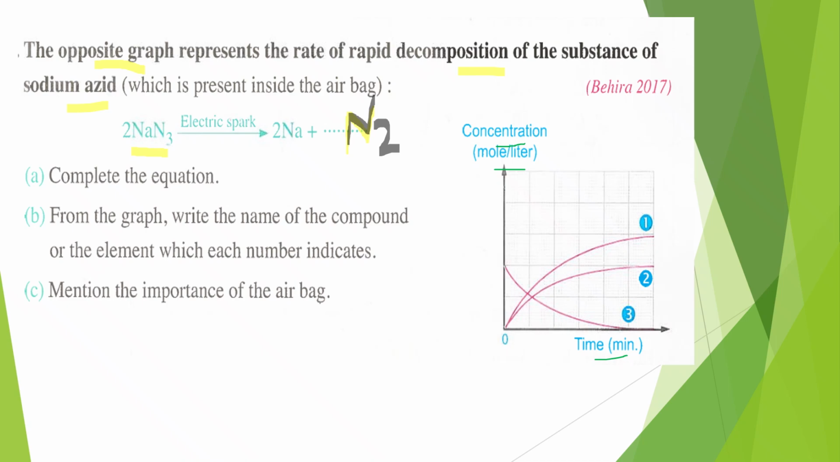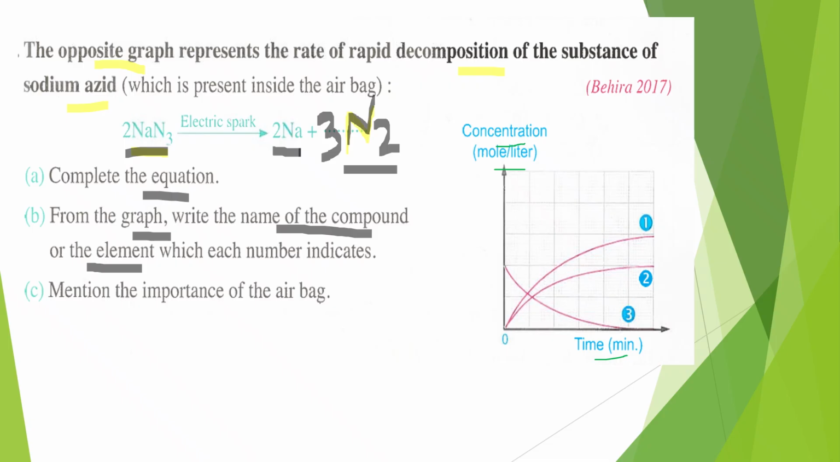And here for this equation to be balanced, it will be 3 molecules of nitrogen. So, complete the equation. Now we have completed the equation. The compound will be decomposed into 2 atoms of sodium and 3 molecules of nitrogen gas. And by the way, nitrogen gas is a diatomic gas. From the graph, write the name of the compound or each element. We need to write the name of each compound.